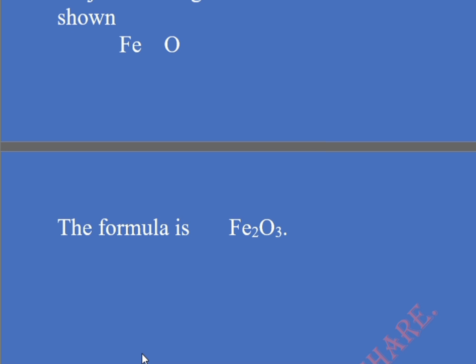So that's the formula we have. For iron it is Fe, for oxygen it is O. So now the formula is Fe2O3, because we say that it is iron 3. The question was iron 3 oxide. So that's how we write a chemical formula.